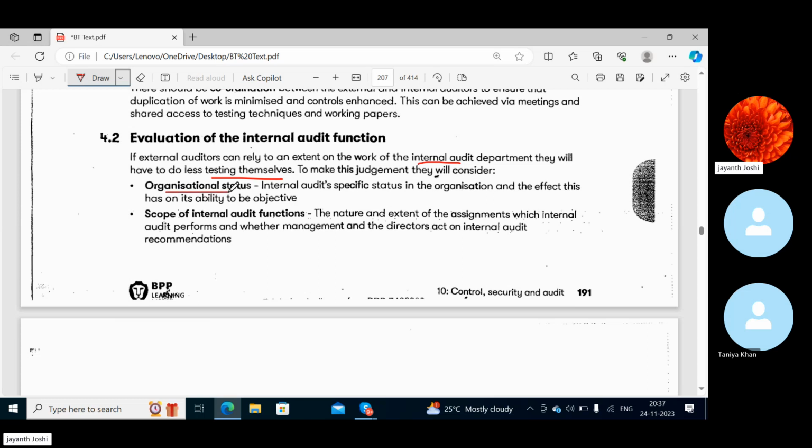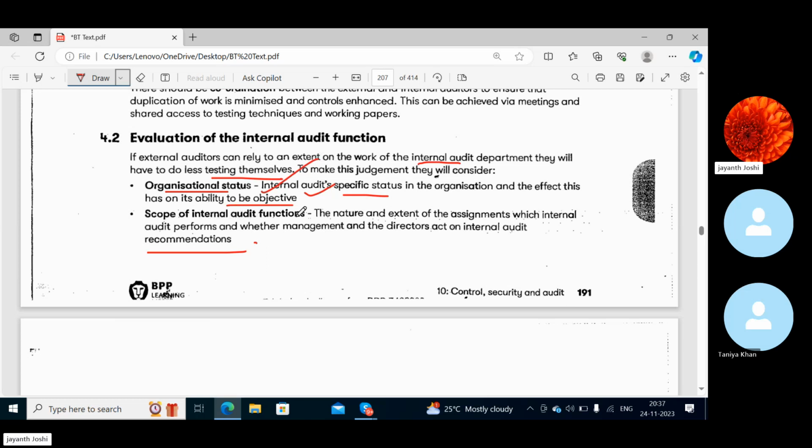So organizational status: internal audit's specific status in the organization and the effect this has on its ability to be objective. Scope of internal audit functions: the nature and the extent of assignments which internal audit performs, and whether management and the directors act on internal audit recommendations. That shows the importance and also the evaluation of the function. In the organization, they have a very specific status, and the effect this has on whether they are on their target to perform audits.